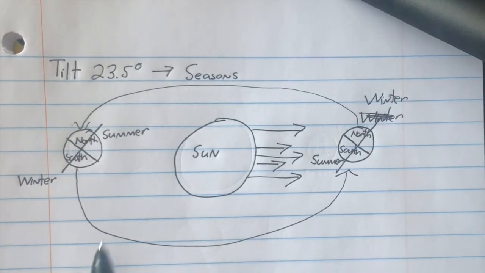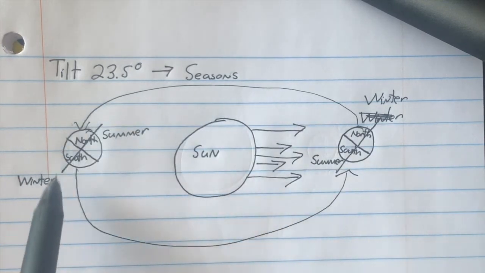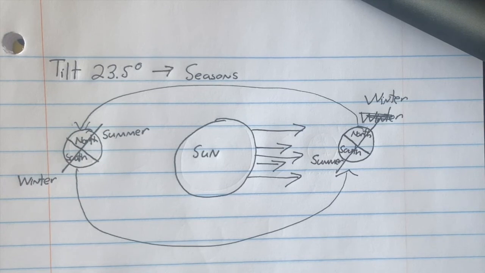So you can see that as the Earth revolves and maintains that tilt of 23.5 degrees, the way that the sun hits the Earth is why we have our seasons. So that's why we're gonna cycle through summer, winter, spring, and fall.